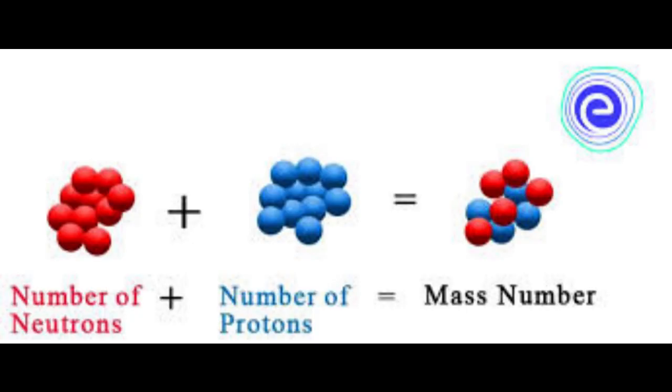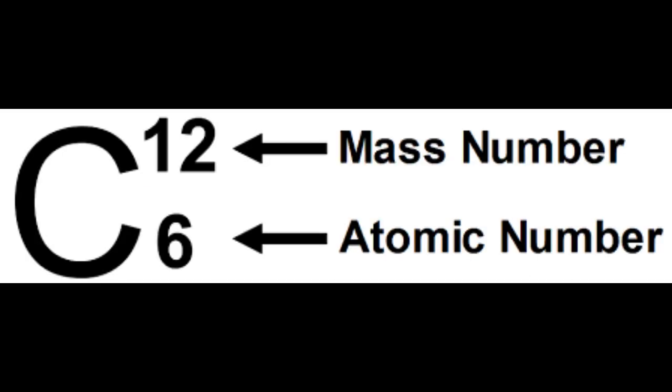Mass number and atomic number. Mass number is the sum of the number of protons and neutrons in the nucleus of an atom. Atomic number is the number of protons in the nucleus of an atom. The atomic number and mass number are represented by writing them next to the symbol of the element. By convention, the mass number is usually written as a superscript and the atomic number as a subscript.